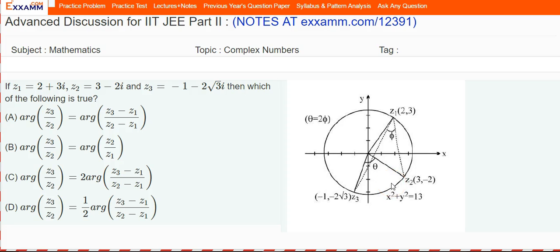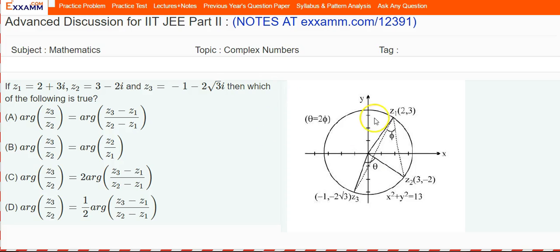Okay, now let us take a very beautiful question on the above concept. Here z1, z2, z3 are given and we have been asked to find the relation between the arguments of z3 upon z2 and (z3 minus z1) divided by (z2 minus z1). Now where do we start?